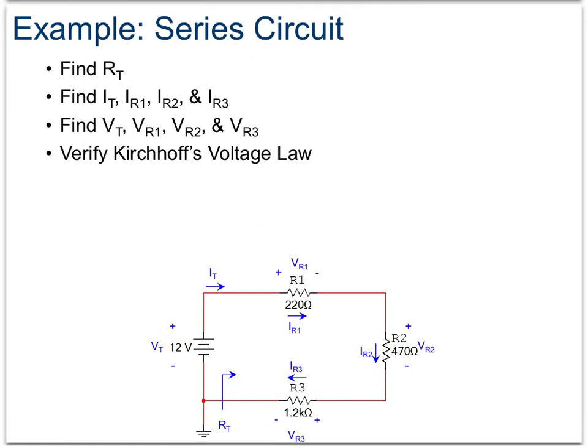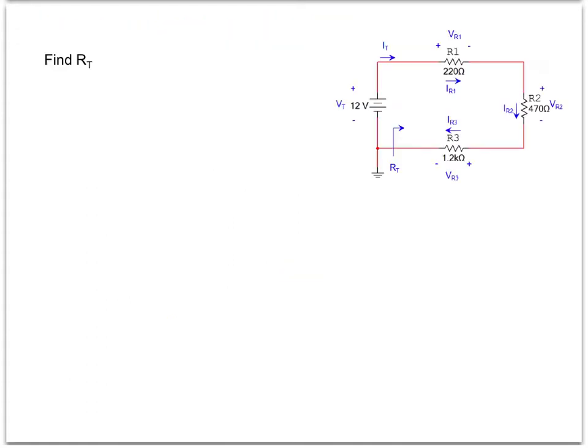Here's an example. We're going to find several things. From this picture, we're going to find the total resistance, the current at each of these components and the total. We're going to find the volts at each component and the total volts. And then we're going to verify Kirchhoff's voltage law. Second part to this, let's find the current at each of these components. I means current, and let's find the total current.